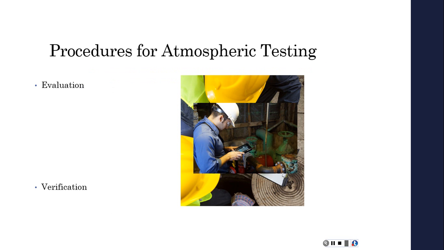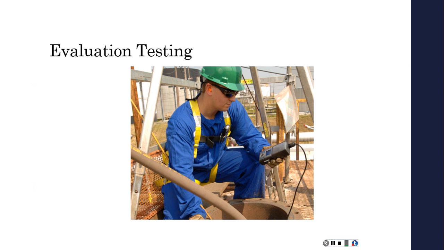So the procedure for atmosphere testing can be classified into two categories: the evaluation of the hazards of the permitted space, and secondly, verification that acceptable entry conditions for entry into that space exist. So let's start with the evaluation testing, the first class.